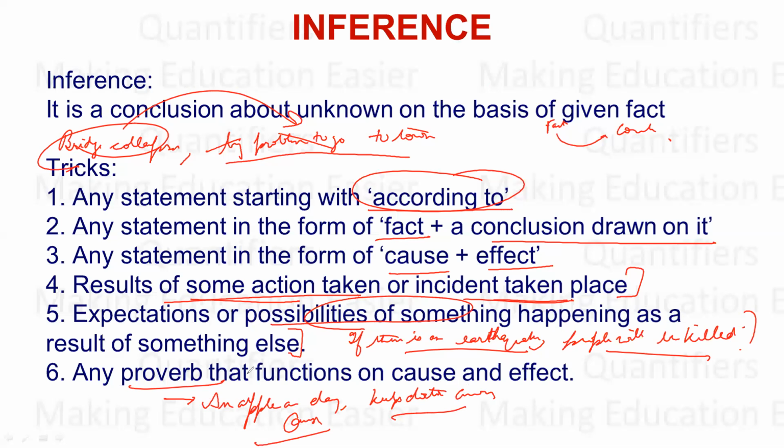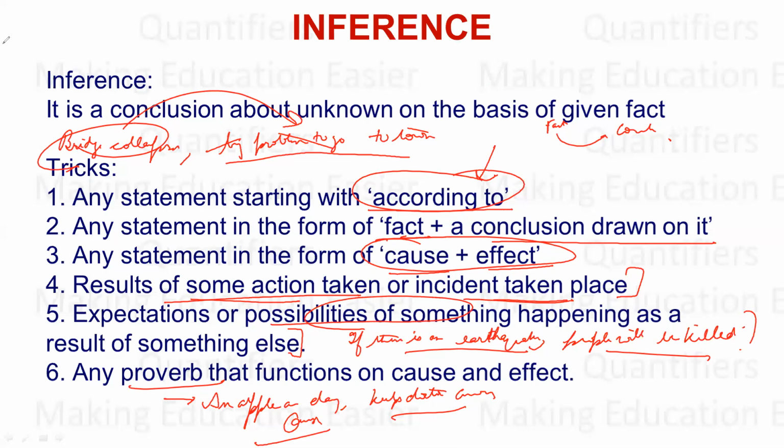So these are generally your inferences: any statement with "according to", any statement in the form of fact plus a conclusion drawn on it, any statement in the form of cause and effect, any results of some action taken or incident taken place, expectations or possibilities, or any proverb that functions as cause and effect becomes your inference. Okay, the judgment is the easiest of all.